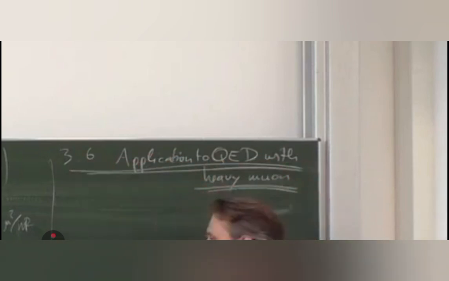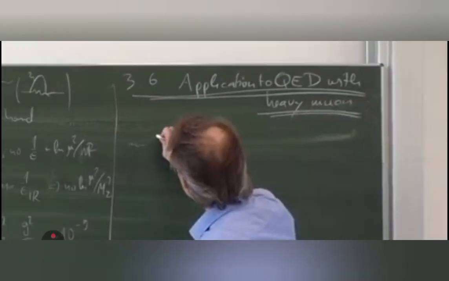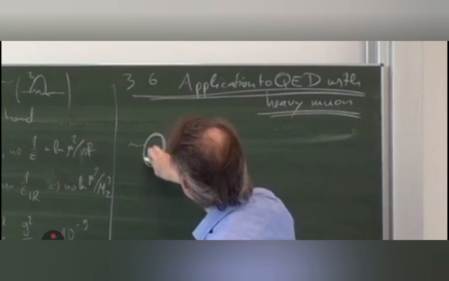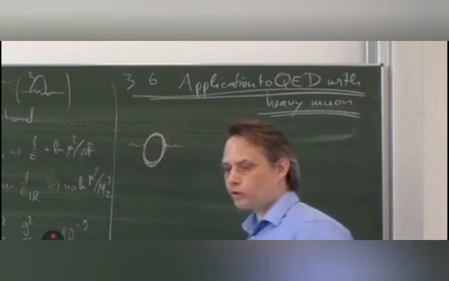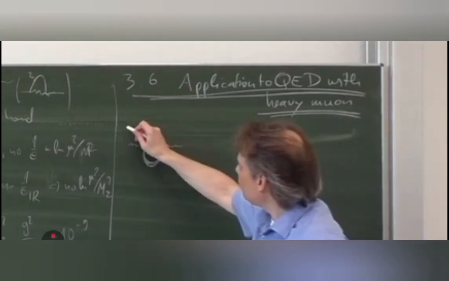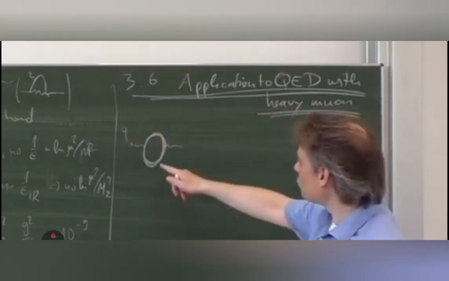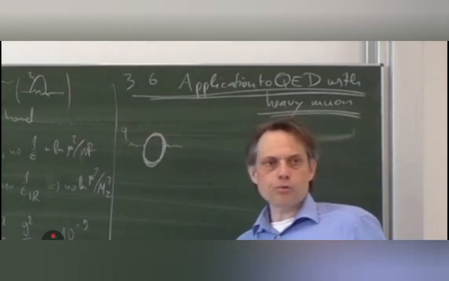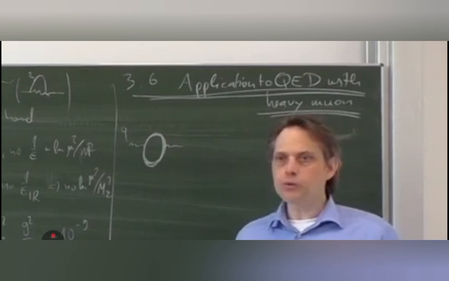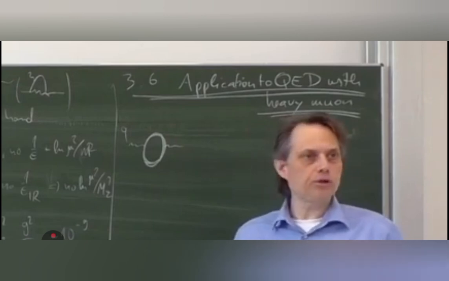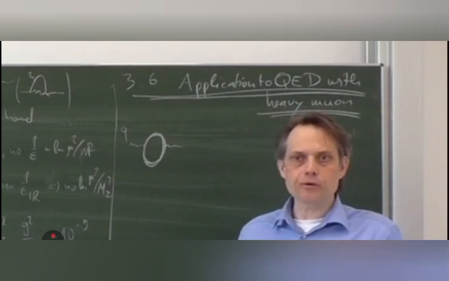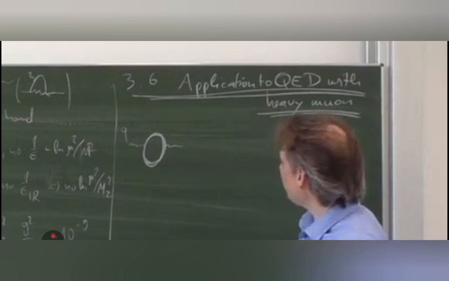So this is an application to QED with a heavy muon, and of course this corresponds to an exercise sheet we had last week. The appropriate Feynman diagram that we needed to calculate is this one. This is essentially the only Feynman diagram where the heavy muon appears if we look at processes with light particles, electrons or photons as external states.